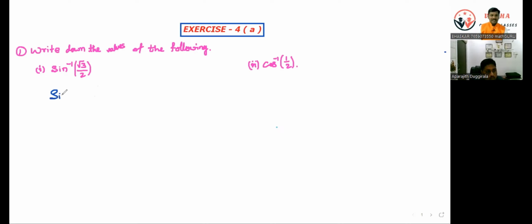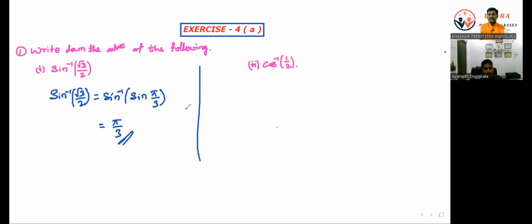If you take the value here, sine inverse of root 3 by 2. When we get root 3 by 2 in sine theta, just check it and tell me. Pi by 3. Sine pi by 3, that means sine 60 degrees it is. So sine inverse gets cancelled, and we get pi by 3 as the answer. Pi by 3 is the required solution.